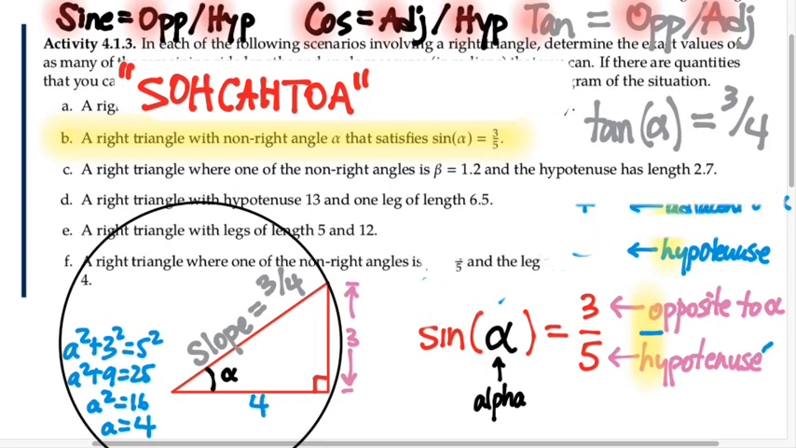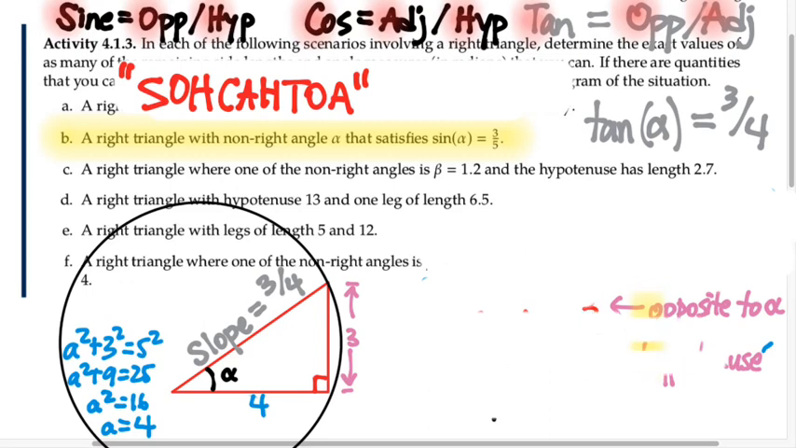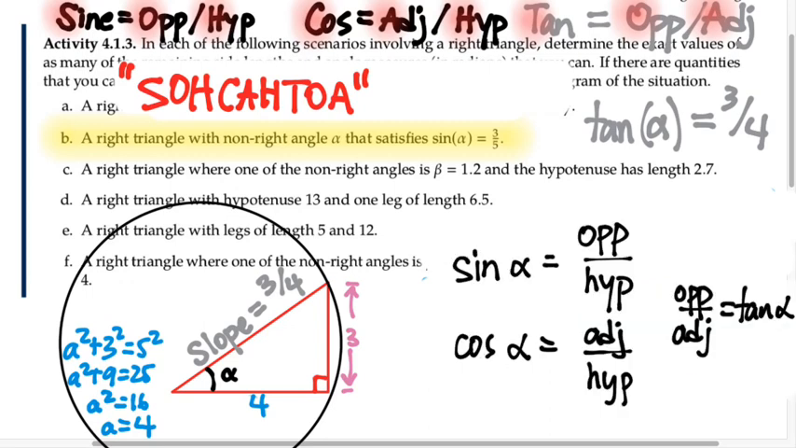Maybe make a little space here. If I divide sine over cosine, opposite over hypotenuse divided by adjacent over hypotenuse, then the hypotenuses do cancel, and I get opposite over adjacent. And so what that tells me is that the tangent of an angle is nothing more than the sine of that angle divided by the cosine of that angle.